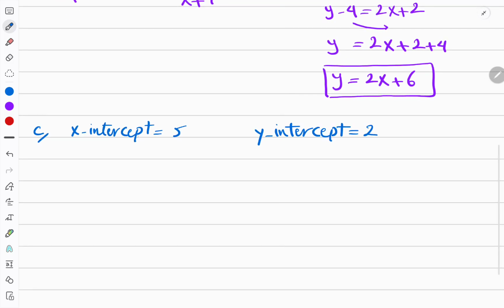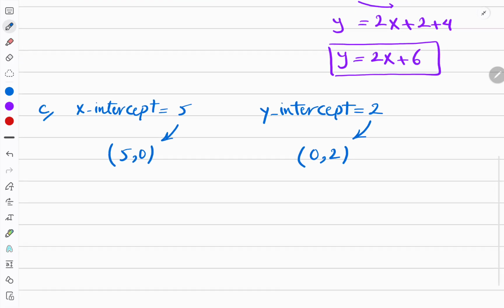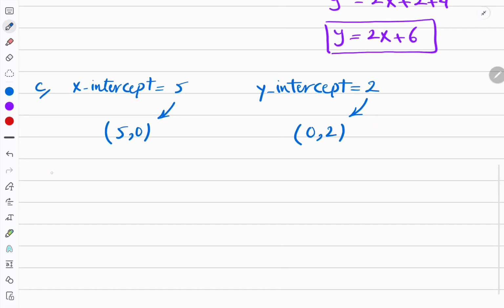Okay, we know that x-intercept is a point when the line cuts the x-axis. So in fact, this point is 5 and 0, and y-intercept is 0 and 2. This is the coordinate of a point when the line cuts the y-axis. Okay, so we can use these 2 points to write the gradient.